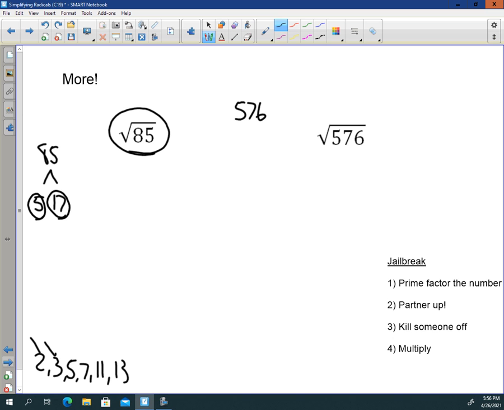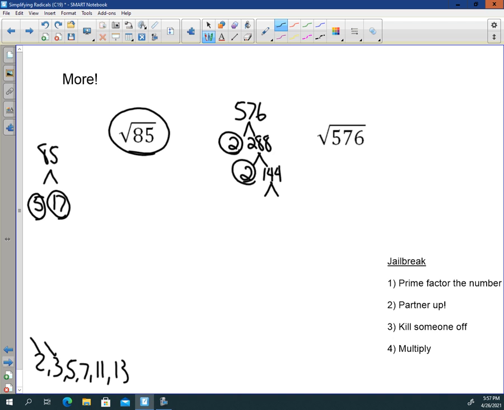So 576, sorry, the square root of 576. Let's break down 576 using prime factoring. So 576 divided by 2, yeah, I get a whole number, 288. 2 times 288. Now let's see, 288, is that divisible by 2? Yep. 144. 2 times 144, and then I'm going to see what happens with 144.